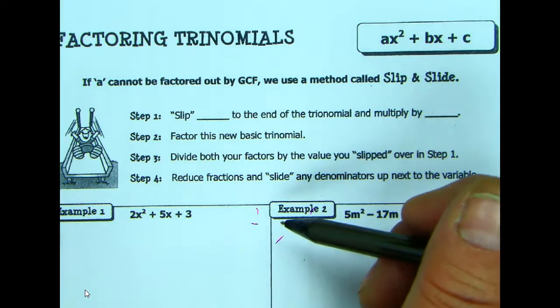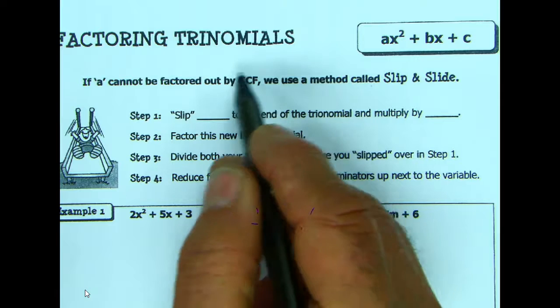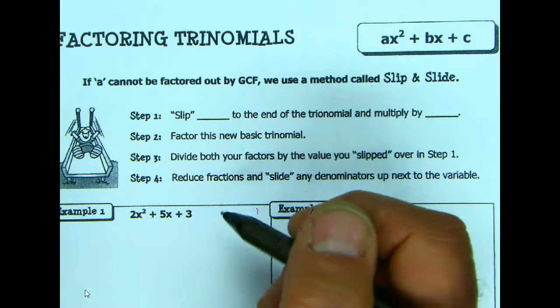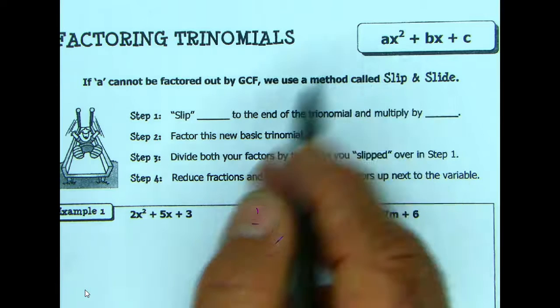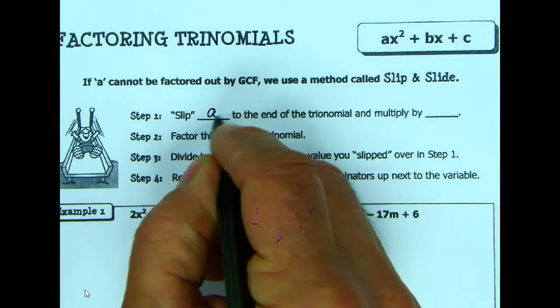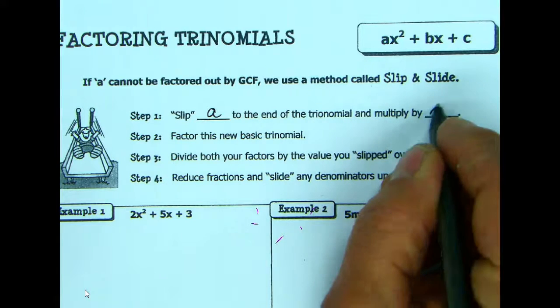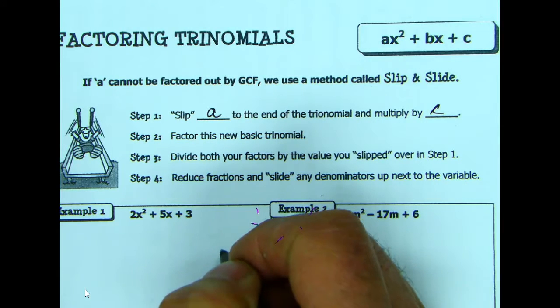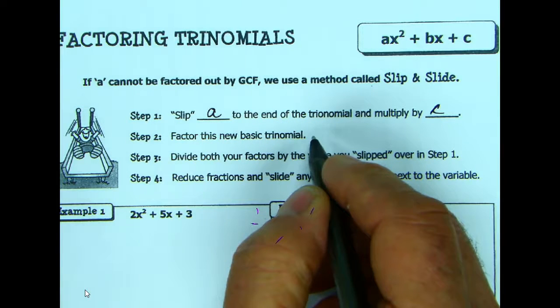So first we check on every problem, especially on a quiz or a test: can we factor out a greatest common factor? If we can't, we're going to apply this method if a is greater than 1. We're going to slip the value of a to the end of the trinomial and multiply it. That's step number 1. Step number 2, we're going to factor this new basic trinomial, just like you were doing in the fluency.